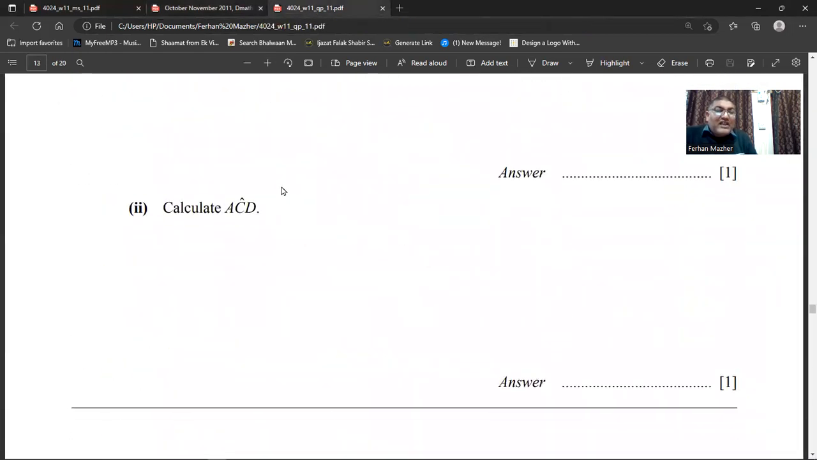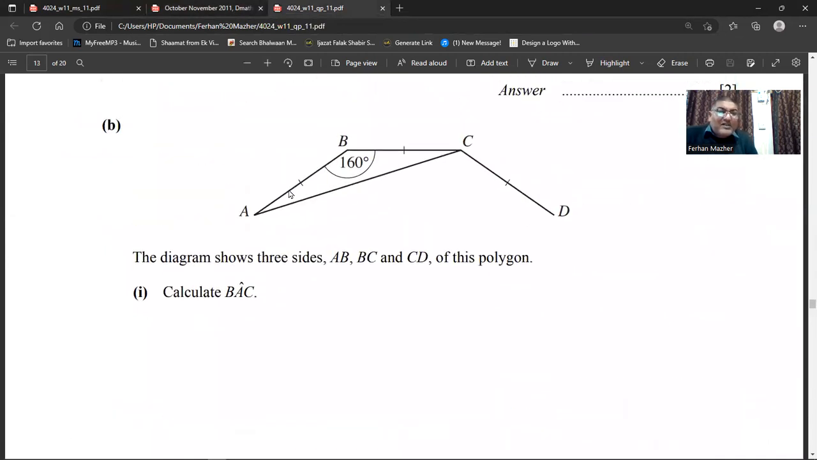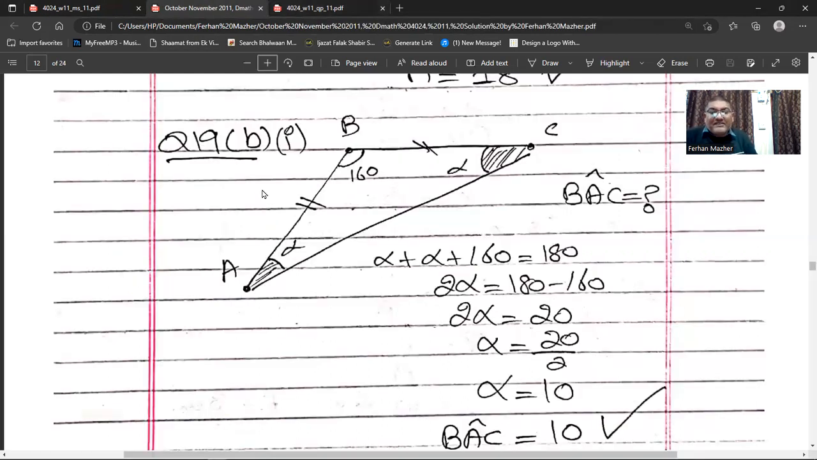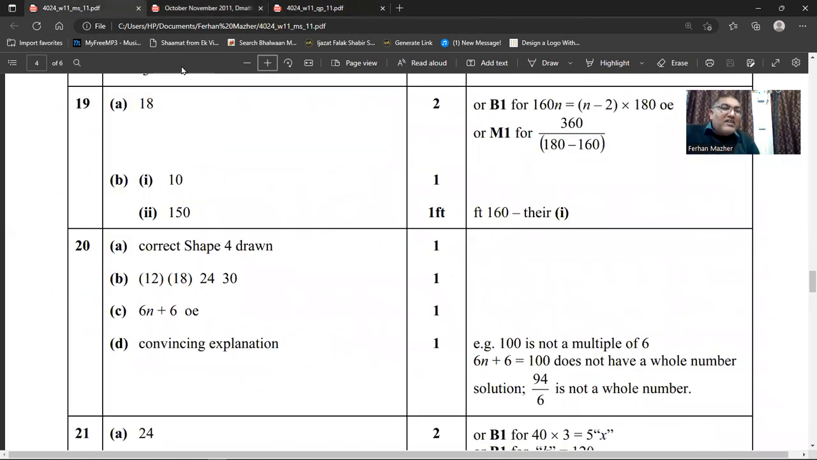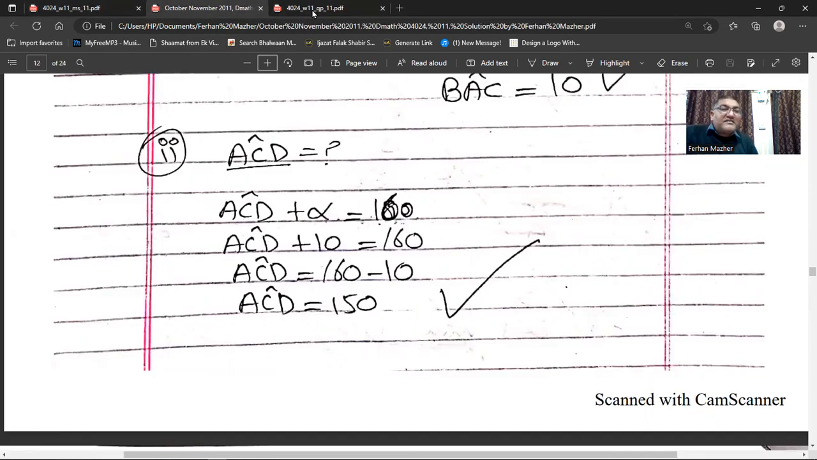Then the question is calculate the angle ACD. That's a 1 mark question. I know this angle, that's 10. I know this whole angle, that is 160. So from 160, I will subtract 10, so I will get ACD. Very simple, straightforward question. So ACD plus alpha equals 160. So ACD plus 10 equals 160. So ACD will be 160 minus 10, and ACD will be 150. 150 is the right answer.